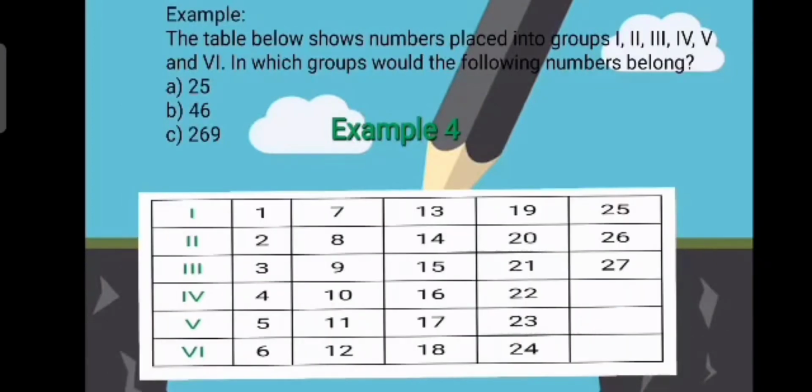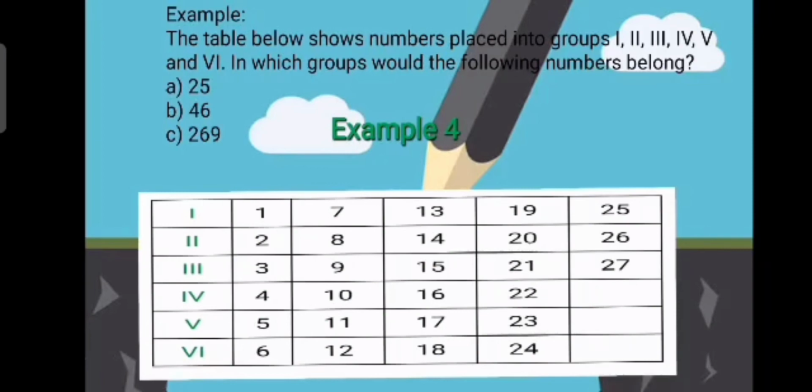Example number 4. The table below shows numbers placed into groups 1, 2, 3, 4, 5, and 6. In which groups would the following numbers belong? So we have here the given: A is 25, B is 46, and C is 269.